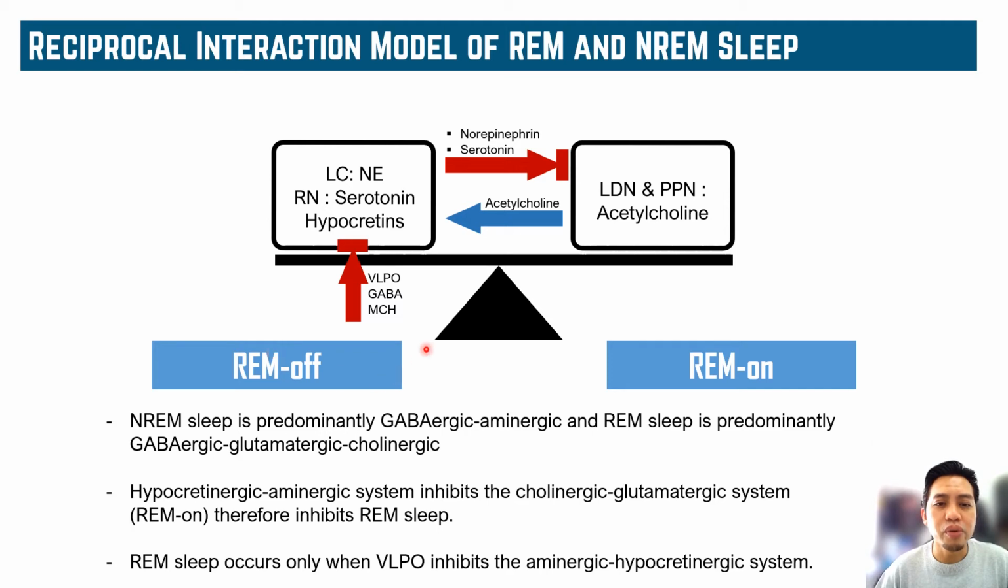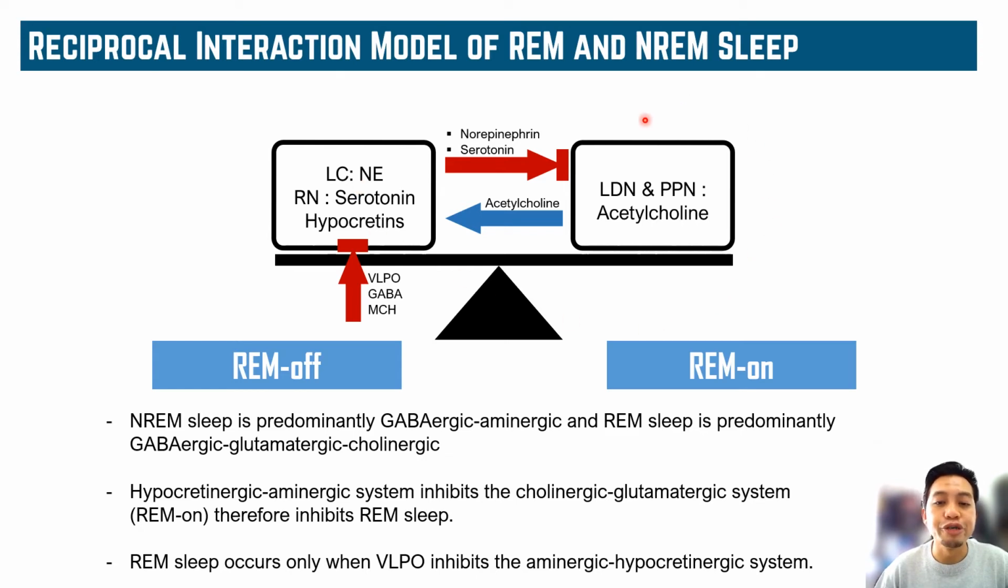So before we discuss further these reciprocal interactions, I would like to highlight the REM off. The combination of adenosine accumulation, especially in the basal forebrain, as well as the VLPO, will inhibit the aminergic and hypocretinergic systems. Because of these actions, there will be initiation and maintenance of your non-REM sleep cycles. Non-REM sleep is predominantly driven by the GABAergic neurons as well as some of the aminergic neurons.